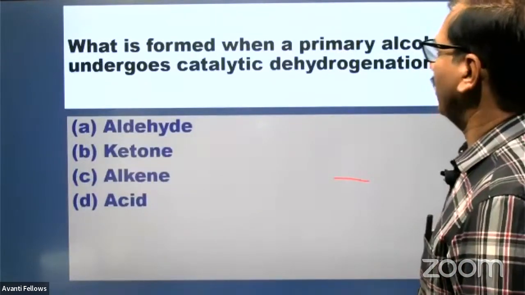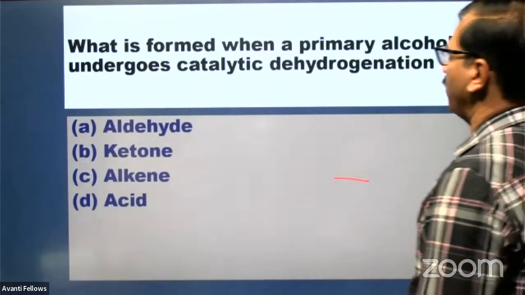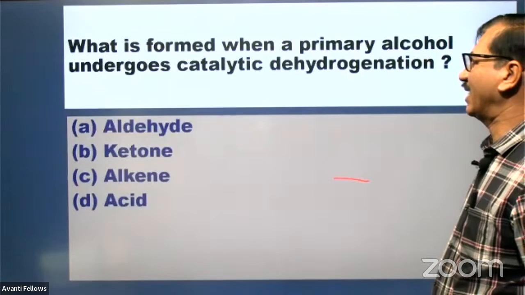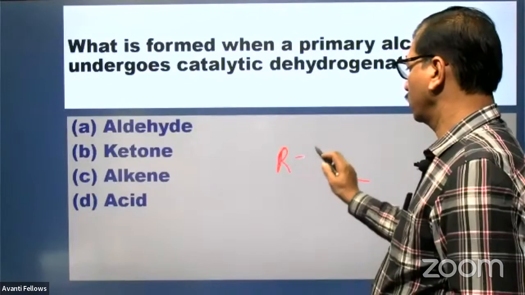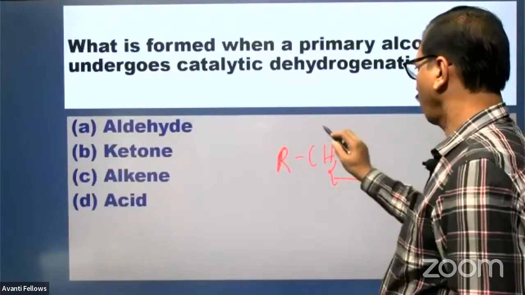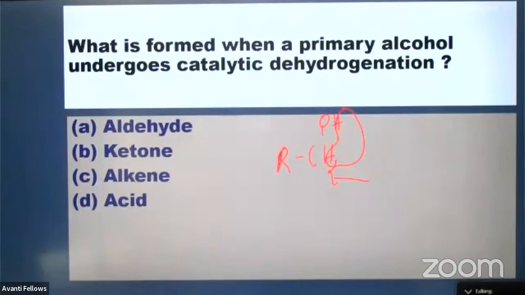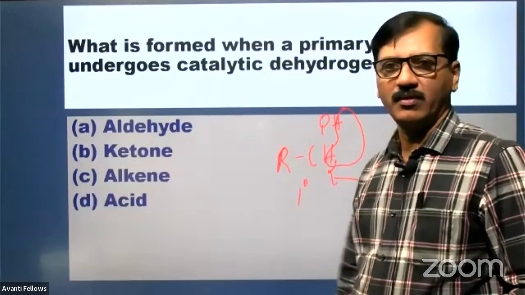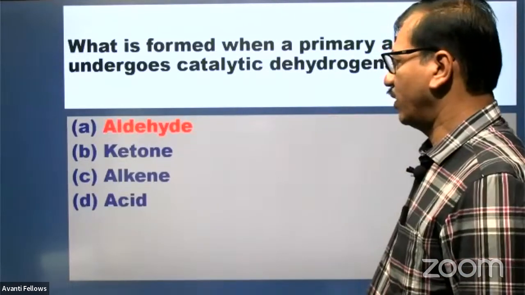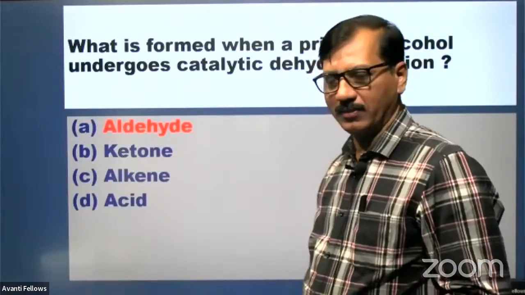What is formed when primary alcohol undergoes catalytic dehydrogenation? Option A, sir. So it's a primary alcohol. It will give aldehyde. If it is secondary alcohol, it gives ketone, in this way.